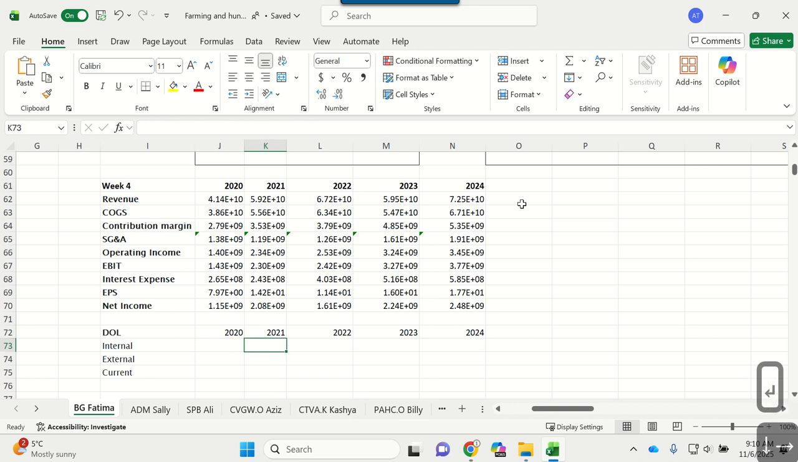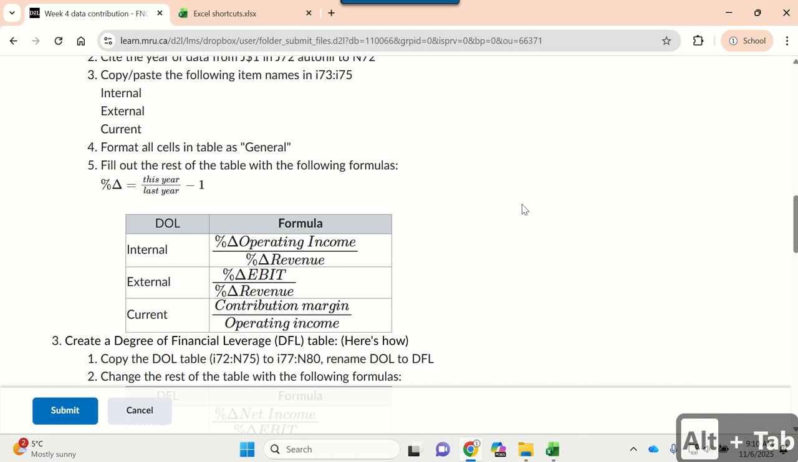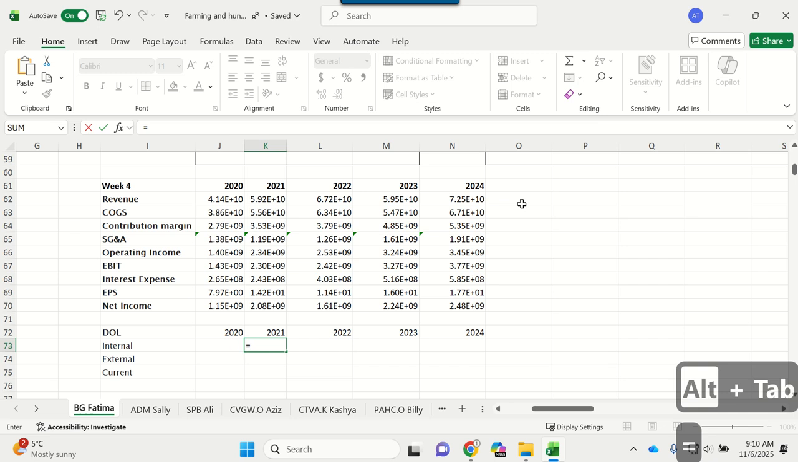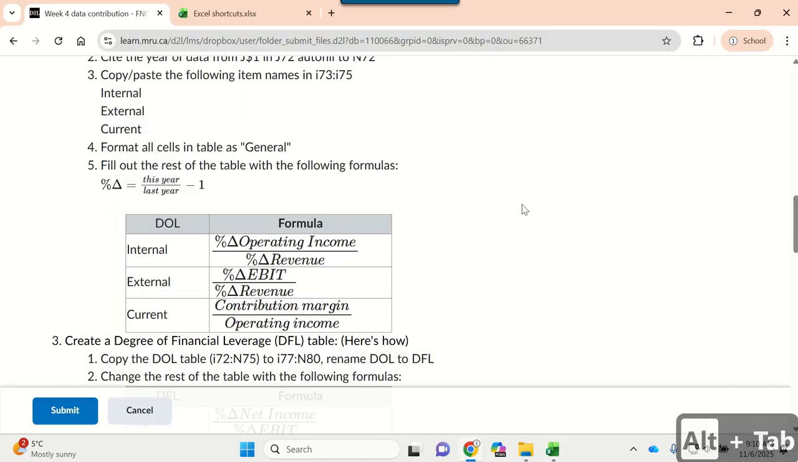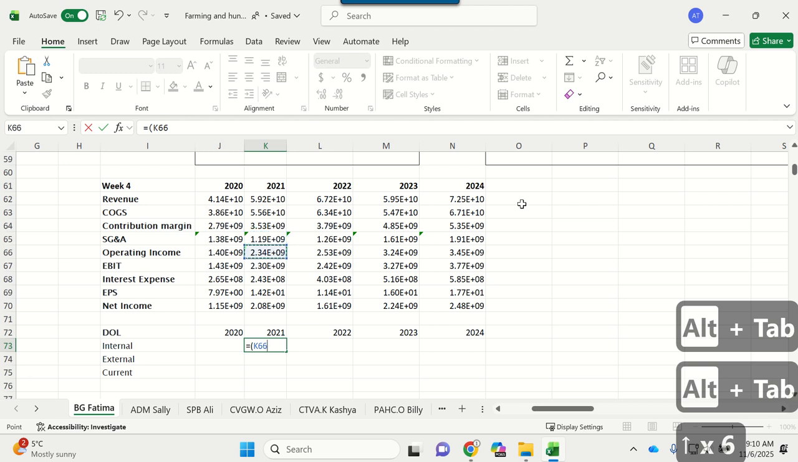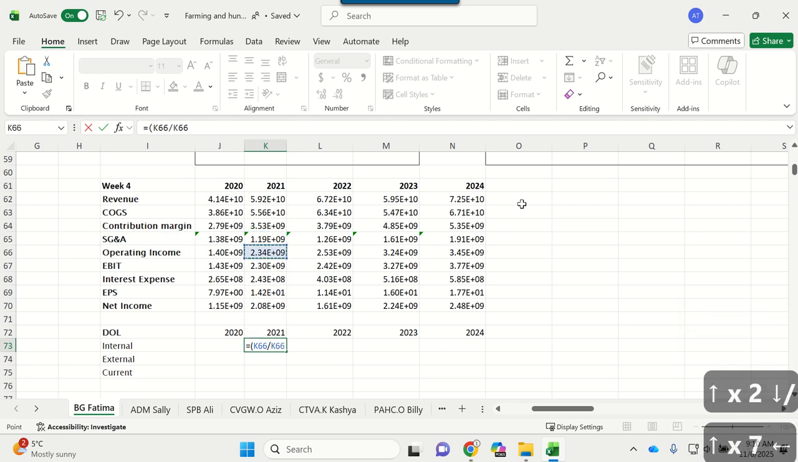So the internal, the formula for this is operating income divided by revenue, last year versus this year. So equal, and I'm going to put brackets around the numerator. So the operating income is right here, divided by last year's operating income -1. You might be nervous that the J66 is subtracting the 1 before the K66 is divided by it, and it's not. The order of operations are that multiplication and division happen first, and then addition and subtraction happen. So we can safely know that the K66 will first divide by the J66, and then after that they'll subtract the 1.